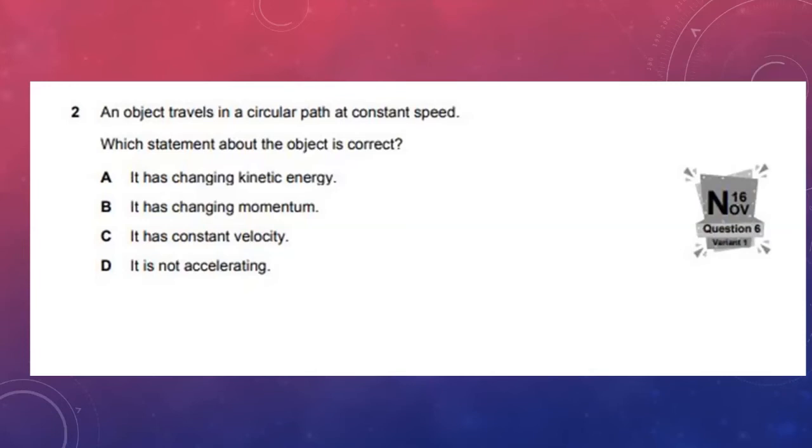Anyone try to answer? Try it, Ibrahim. Okay, I'll give it a try. An object travels in a circular path at a constant speed. Which statement about the object is correct?